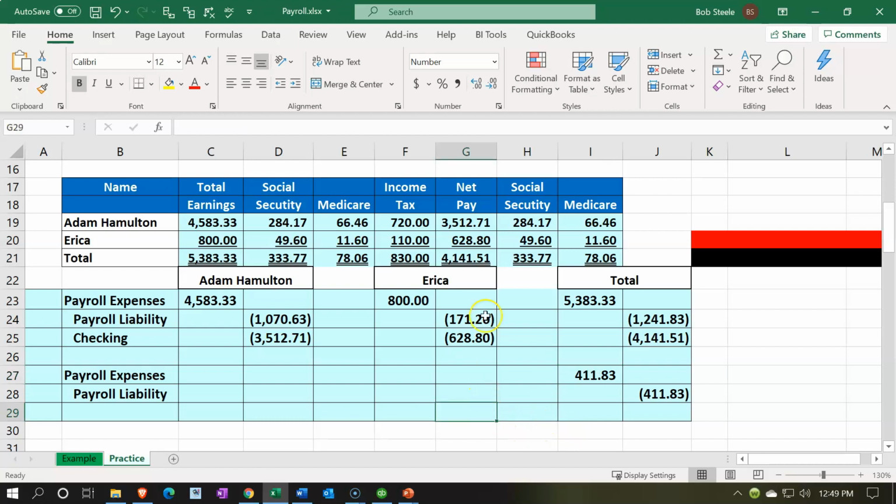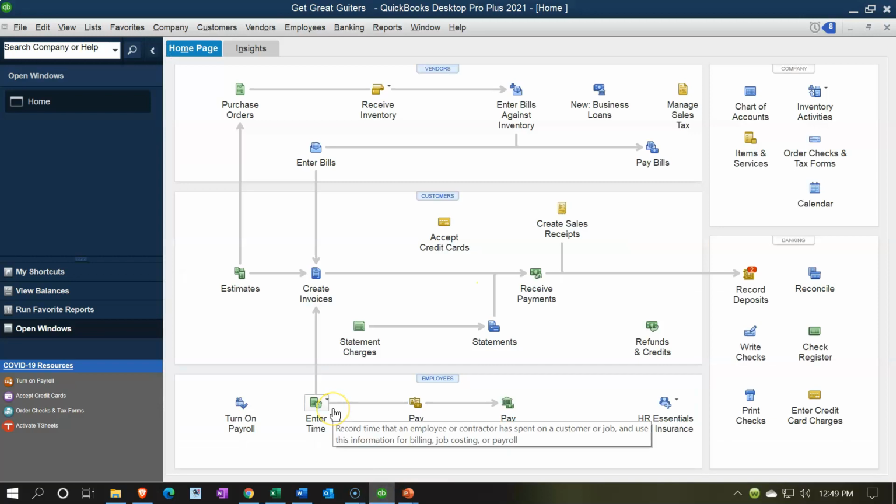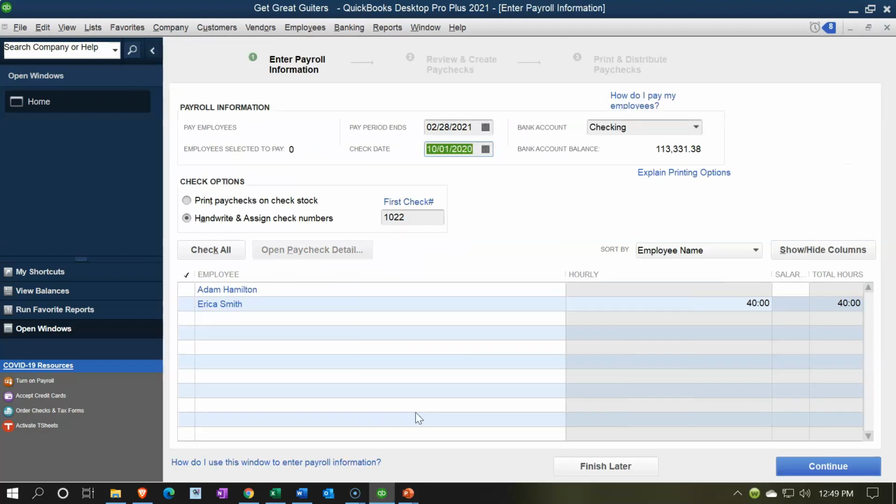So let's do that by entering this information now into QuickBooks using the payroll data input system. So we're going to enter payroll. We're on the second tab here, entering the payroll. And this is going to be the manual payroll. It'll look pretty much the same for the paid payroll.